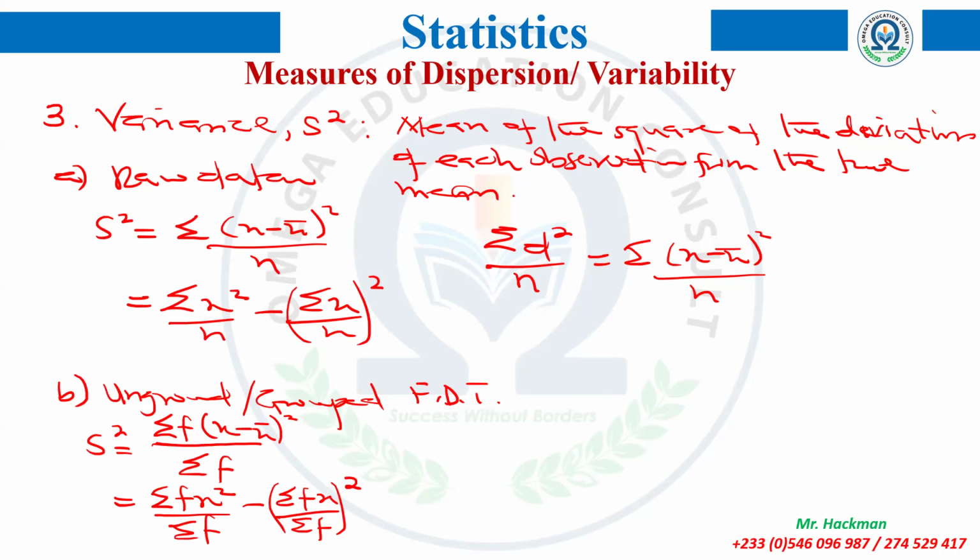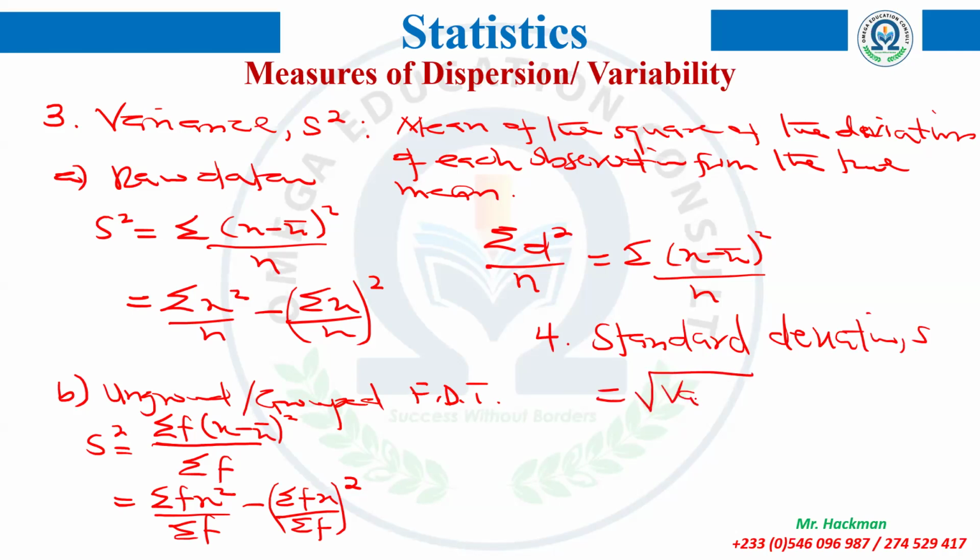So that will be it in terms of the variance. Now the standard deviation, which is the last one, is denoted by S. That is always equal to the root of the variance.